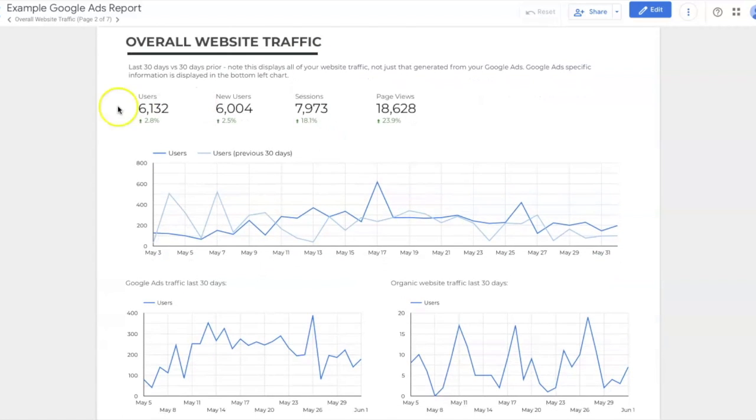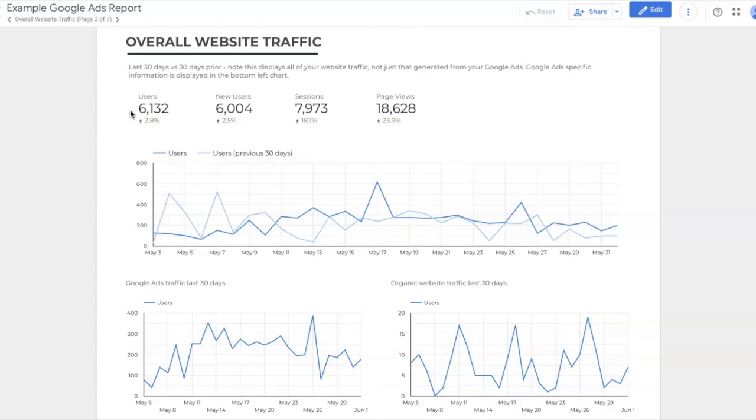The first page of your Google Ads report will contain information on your overall website traffic. This information is from all sources, not just your Google Ads traffic. So seeing this does not indicate in this example that 6,132 people have come from your ads in the last 30 days. Instead, this indicates that 6,132 people have been on your website from any and every source in the last 30 days. The arrows below indicate whether this information is an increase or a decrease on the 30 days prior.